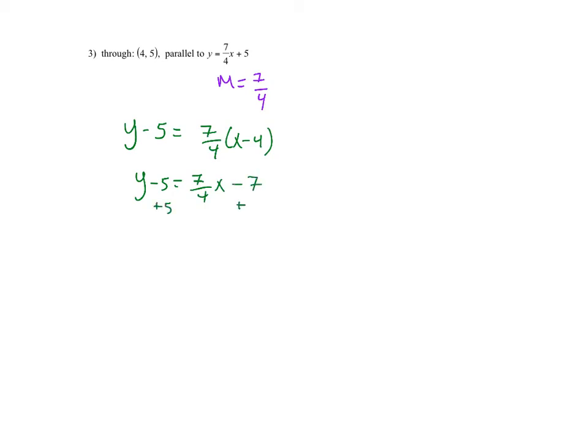Again, my slope here is 7/4. So I have y minus 5 equals 7/4 times x minus 4. So y minus 5 equals 7/4 x minus 7. And I'm going to add 5 on both sides. So y equals 7/4 x minus 2.